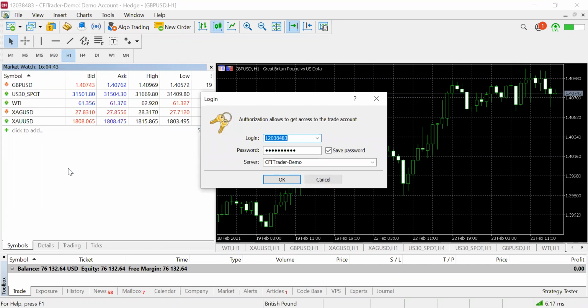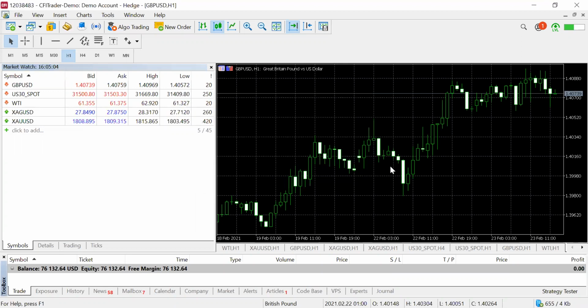This window will pop up. So all you have to do is put in your login credentials. Also, please make sure that you have the correct server. Essentially, you have a live account as well, right? And obviously, once you put in the right login credentials, just click OK. And this is pretty much the sound that you want to hear.